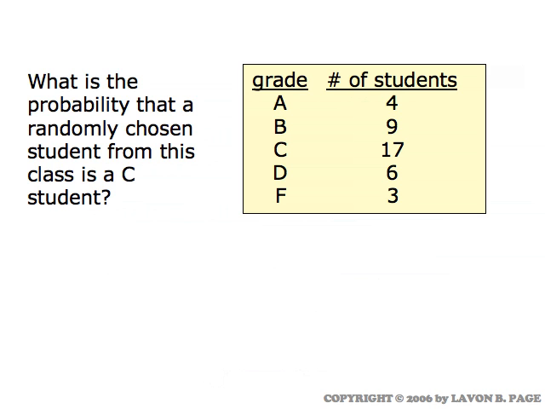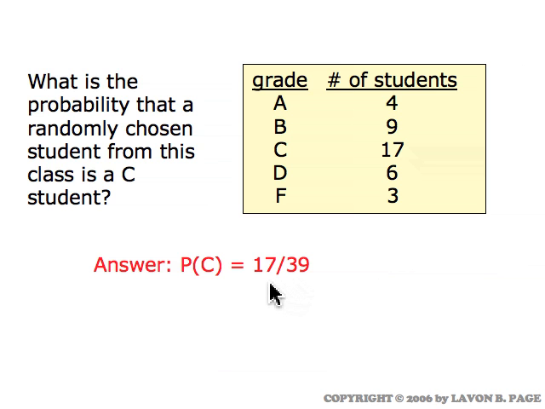What's the probability that a randomly chosen student from this class is a C student? We have 4 students who have an A average, 9 with a B, and so forth, as shown in the table here. We're talking about a randomly chosen student from among how many students? If you add up the number of students we're dealing with, 4 and 9 is 13, and 17 is 30, 6 and 3 makes 39. So we have a total of 39 students, and of those, 17 of them have a C average. So that's 17 out of 39.